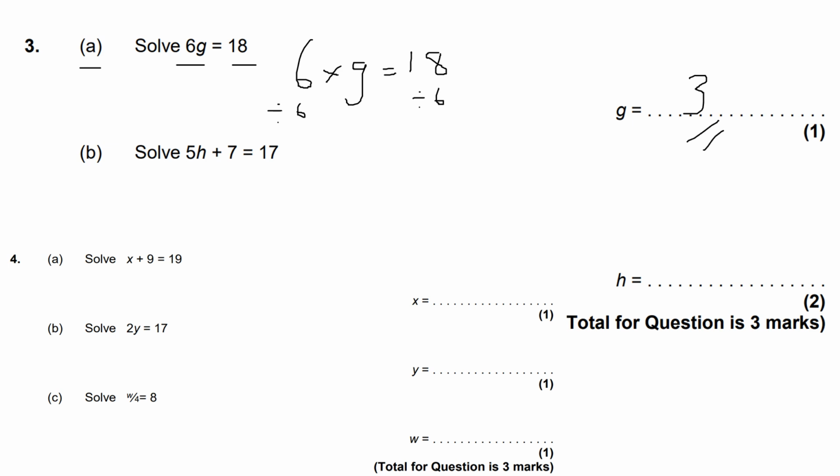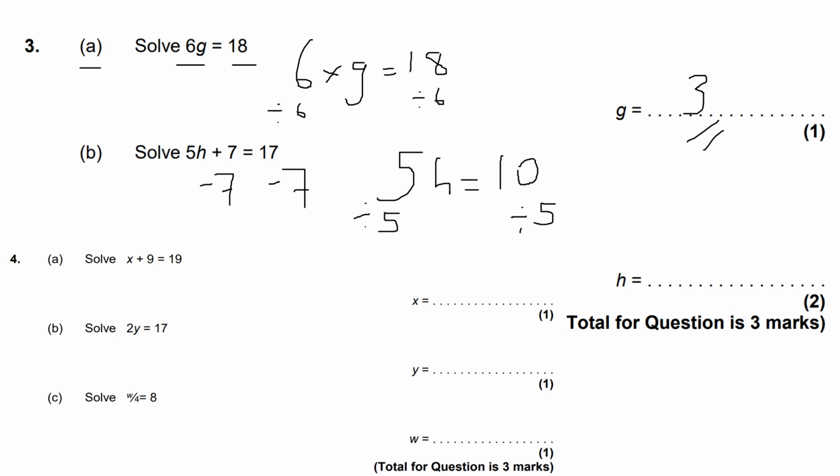Next one, part B. Solve 5h plus 7 equals 17. Step 1, I'm going to subtract that 7 first on both sides to keep each side balanced. We have 5h is equal to 10. I don't want 5h, I just want h. So I'm going to divide by 5 on both sides to balance each side of my equation.